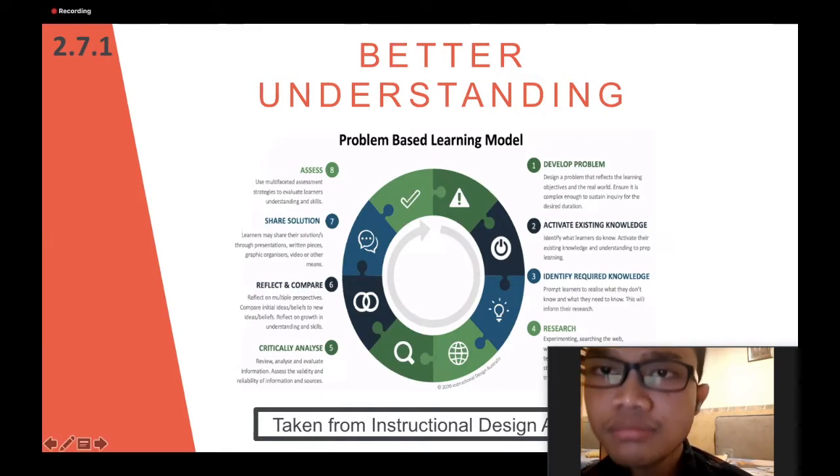or other means. Six, reflect and compare the initial ideas or beliefs to a new one, which reflects growth in students' understanding and skills. Seven, share solution, used to interpret students' solution through presentation, written thesis, and so on. Eight, assess in order to evaluate learners' comprehension and skills by using multifaceted assessment strategies.